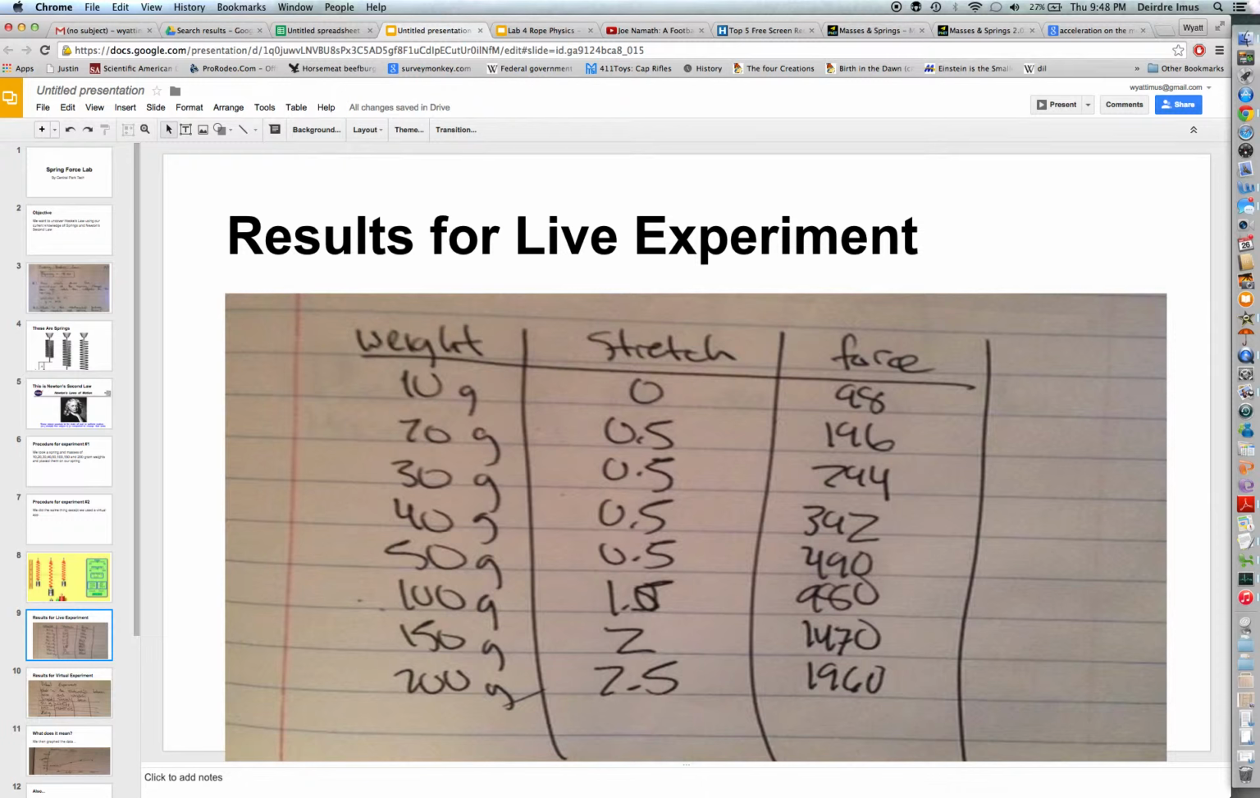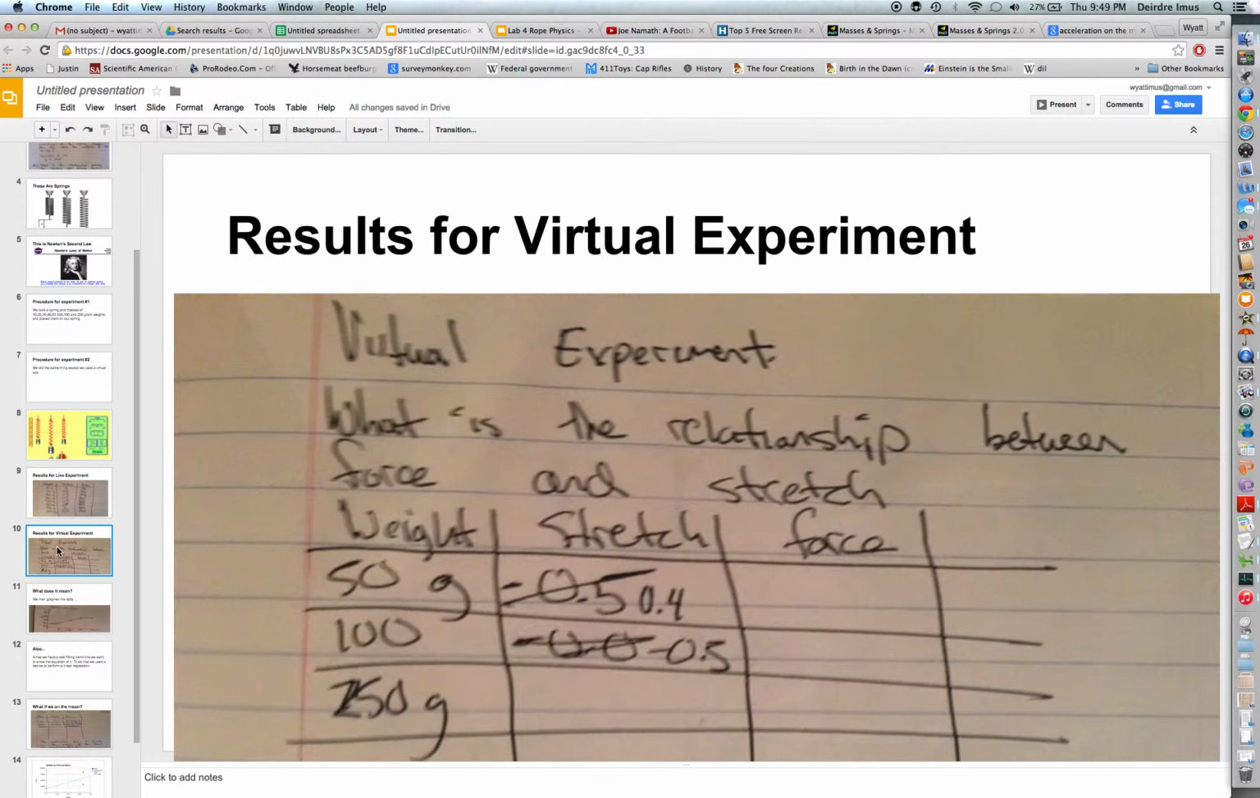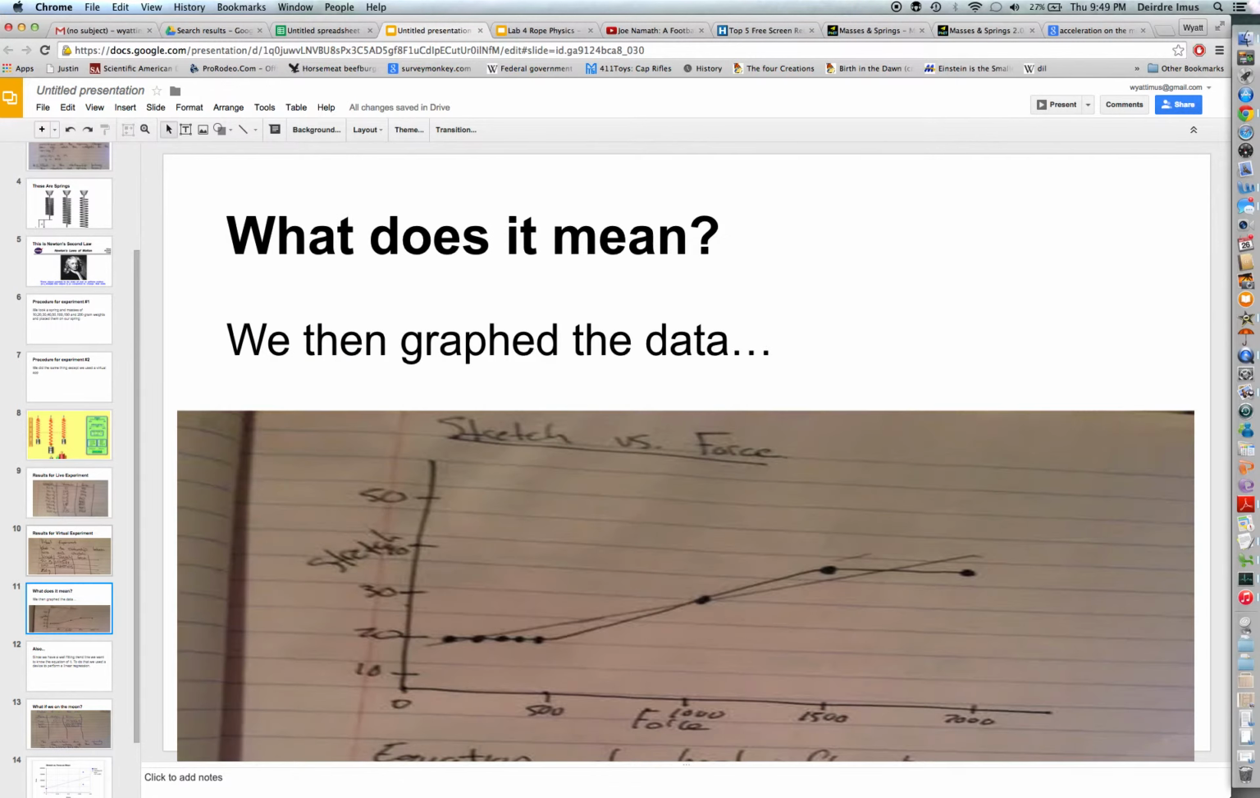The results for our live experiment, which is experiment 1, are as follows. We didn't need to calculate the weights of our masses, but we had them. We calculated the stretch using a ruler, and then we calculated the force using Newton's second law of motion. The results for our virtual experiment, also helping answer our question about the relationship between force and the stretch: we had the weights, and then we calculated the stretch.